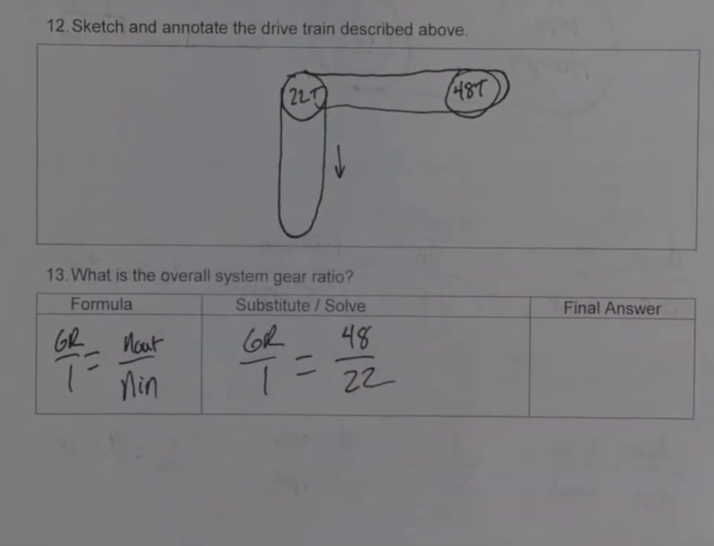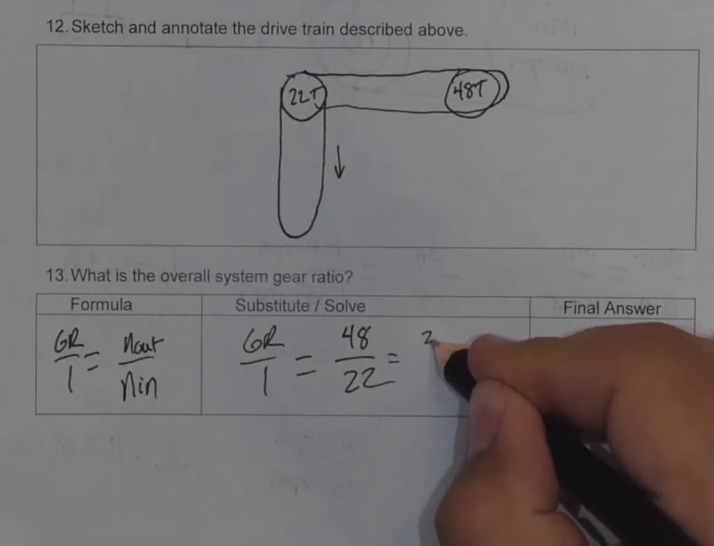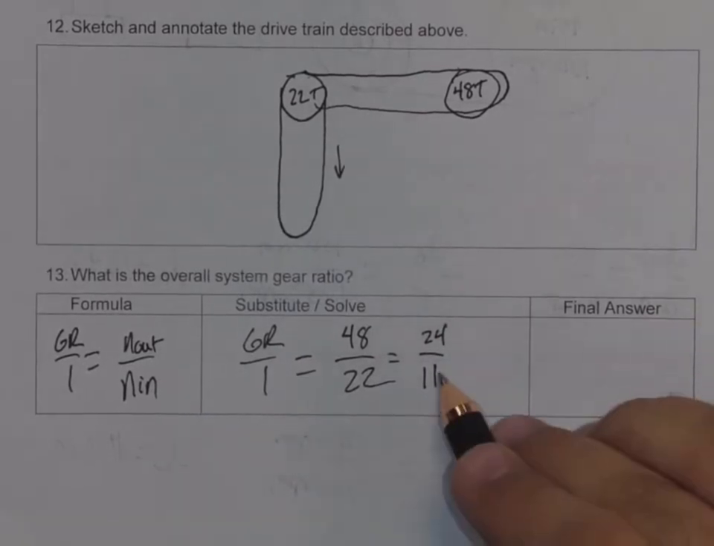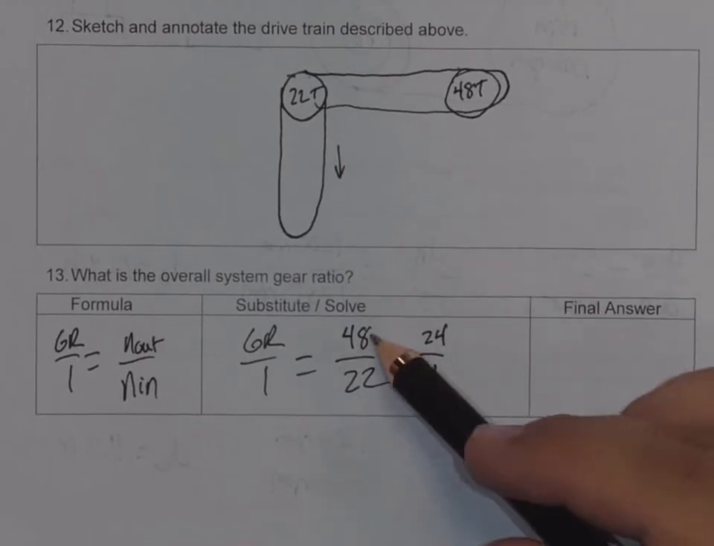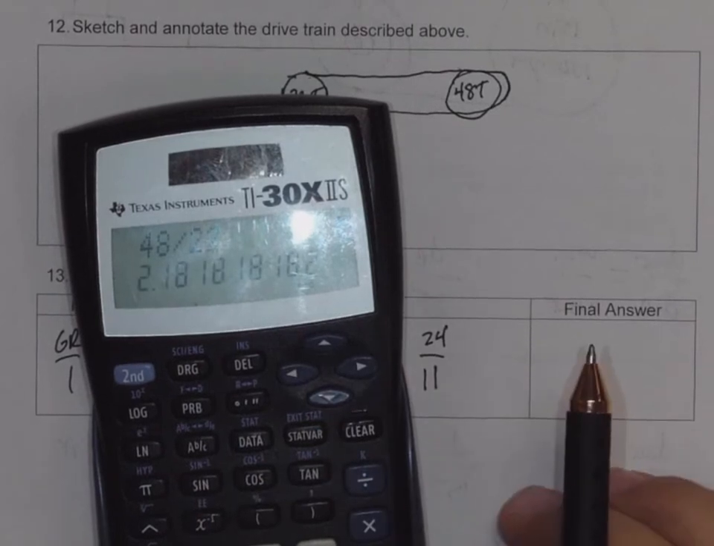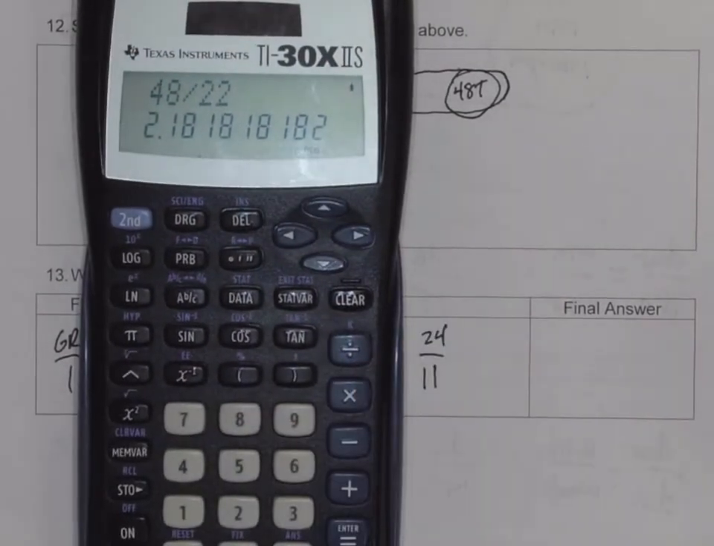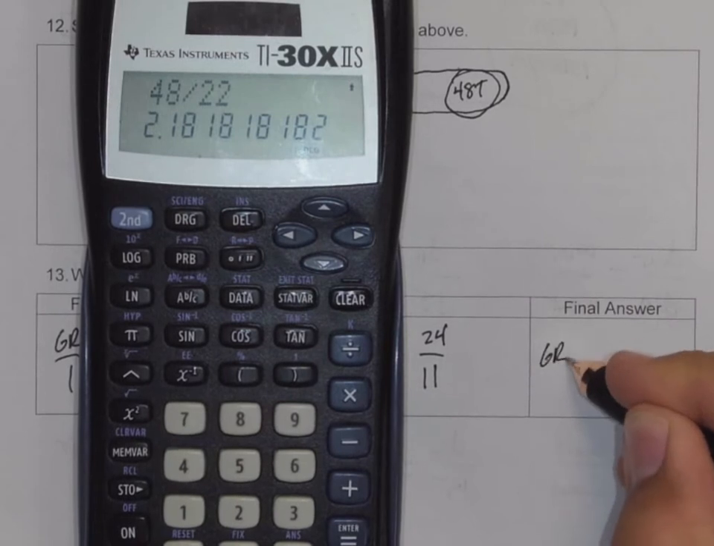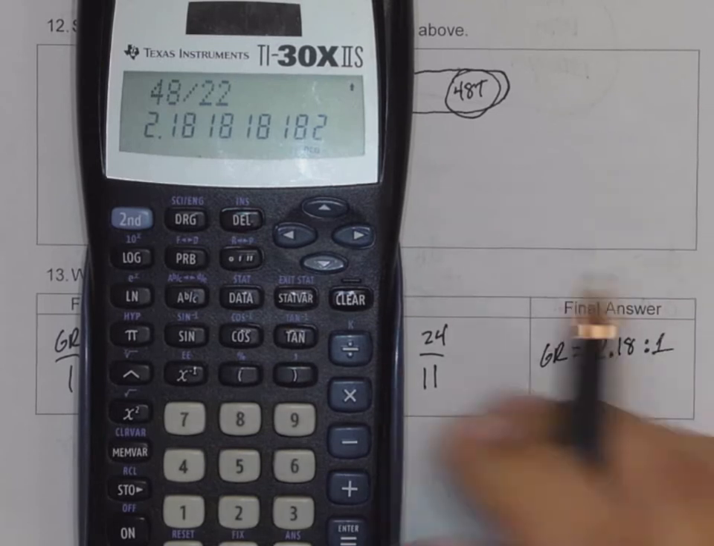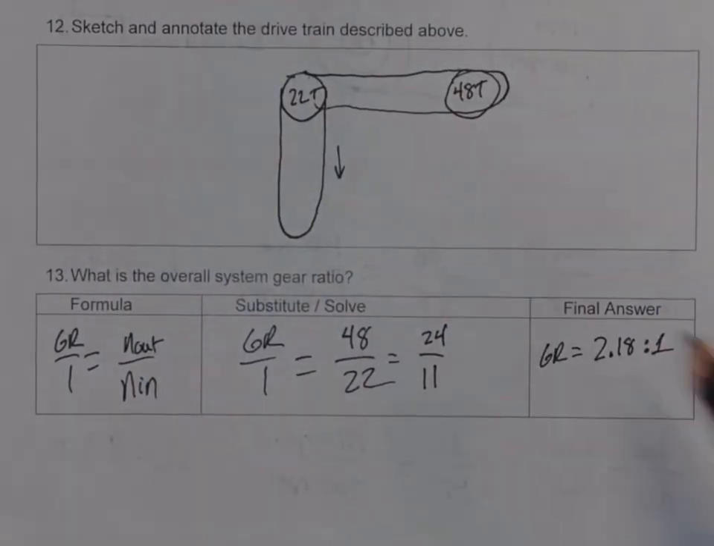You could reduce this down. If you divide by 2, you could reduce that to 24 over 11. Or if you just divide this out, 24 divided by 11 or 48 divided by 22, the bottom number goes to 1, and you could say gear ratio is equal to 2.18 to 1. So either way works.